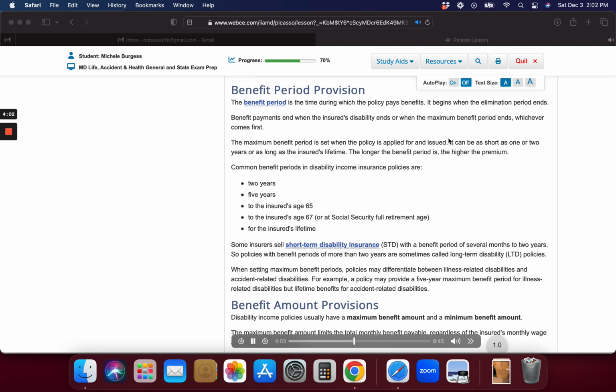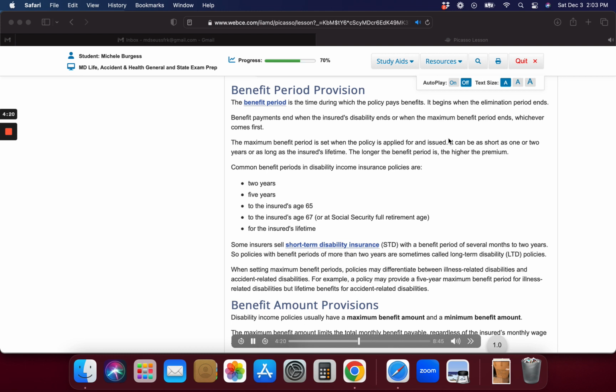When setting maximum benefit periods, policies may differentiate between illness-related disabilities and accident-related disabilities. For example, a policy may provide a 5-year maximum benefit period for illness-related disabilities but lifetime benefits for accident-related disabilities.